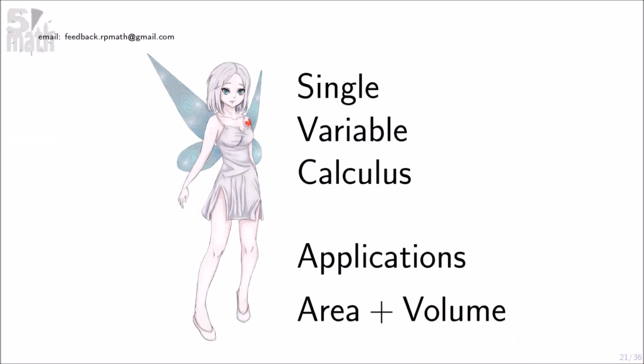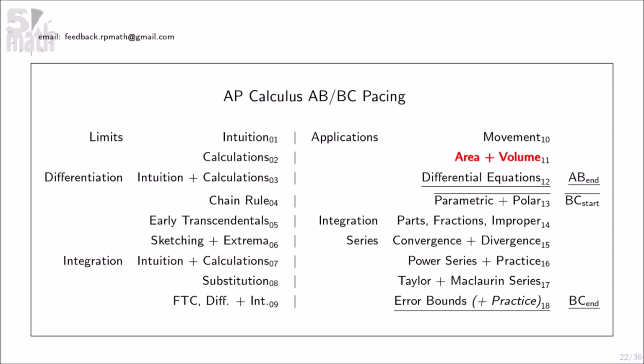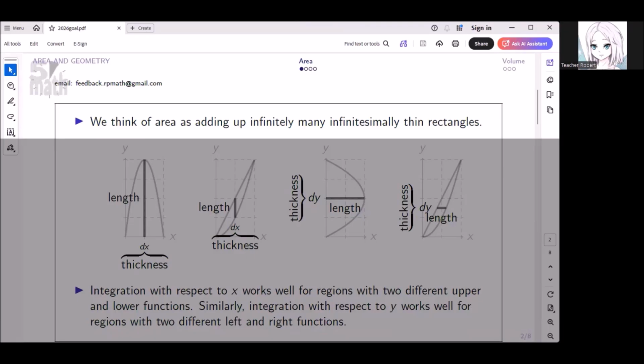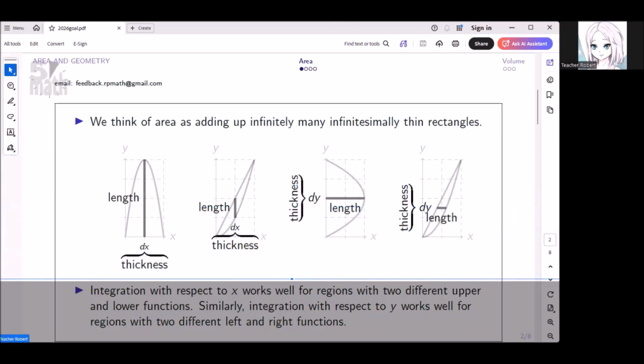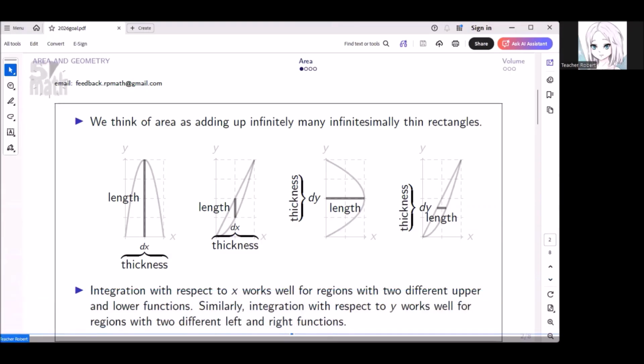Single variable calculus, applications, area and volume. In terms of pacing, this is 11 out of 18. We think of area as adding up infinitely many infinitesimally thin rectangles. Here are some pictures. Integration with respect to x works well for regions with two different upper and lower functions. Similarly, integration with respect to y works well for regions with two different left and right functions.